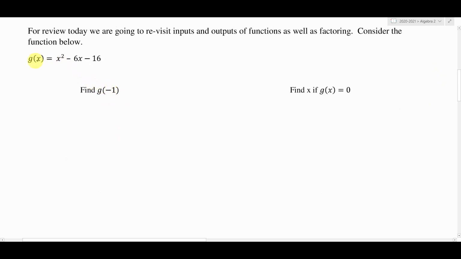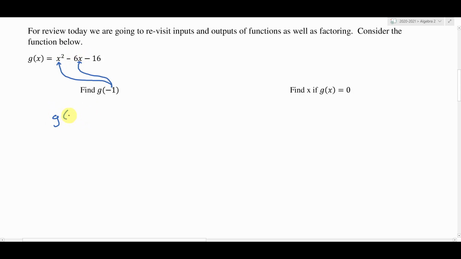All right, so we have a function g of x, and we see that it is x squared minus 6x minus 16. And what they're asking us to find here is g of negative 1. So notice that the negative 1 is inside of the parentheses, so that means that this negative 1 is an input. So that means wherever we see an x in this function, it needs to be replaced with a negative 1. And this one's kind of different because there are two locations where there's an x, so we have to make sure that we replace both. Okay, so we'll have one here and a negative 1 here. So I'll write that out.